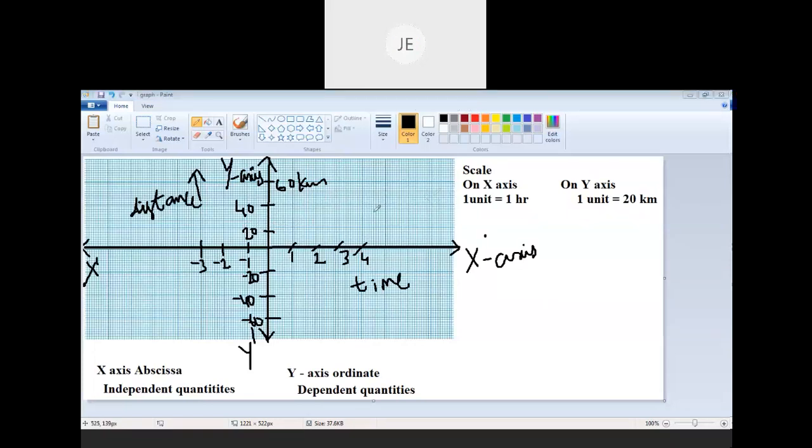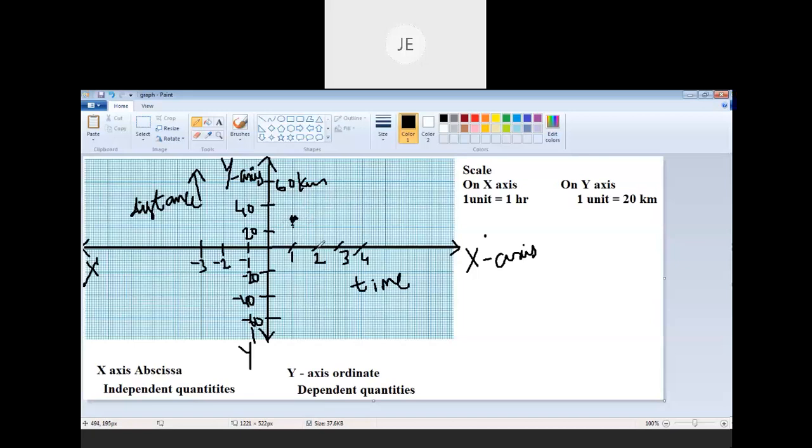So here is the 20 kilometer, and there are 10 lines. 10 lines means each line indicates 2 kilometers. So 22, 24, 26, 28, and here is the 30 kilometer. Okay. So it is in between 20 and 40. The fifth line in between 20 and 40 gives you 30 kilometer.